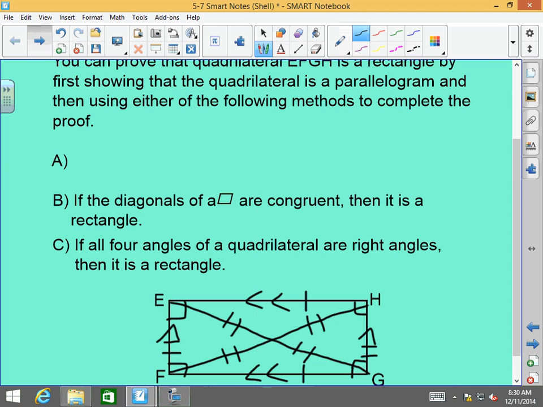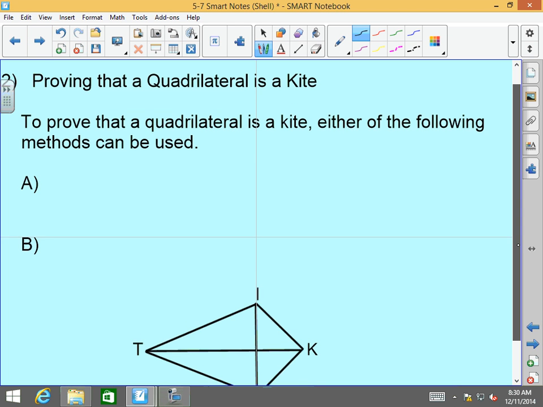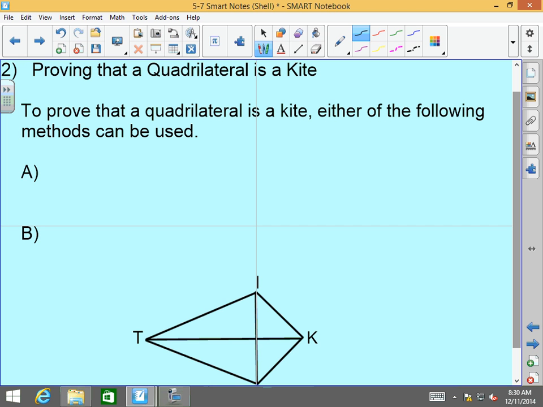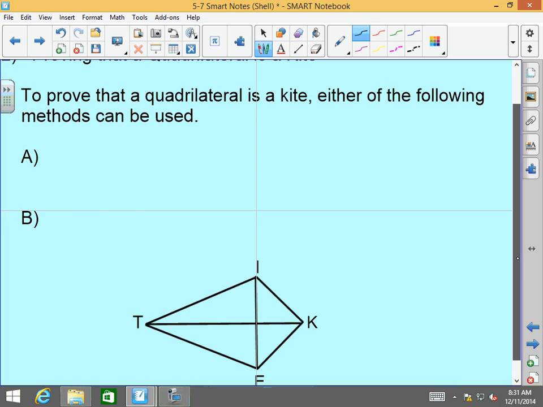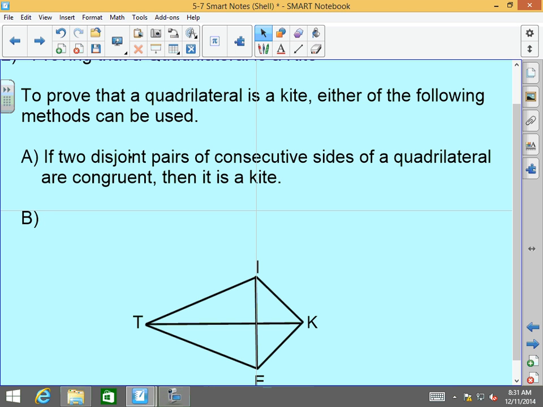Sorry about that interruption. Okay, proving that a quadrilateral is a kite. A kite is not based on a parallelogram. A quadrilateral is a kite, though, if 2 disjoint pairs of consecutive sides of a quadrilateral are congruent. Then it is a kite.